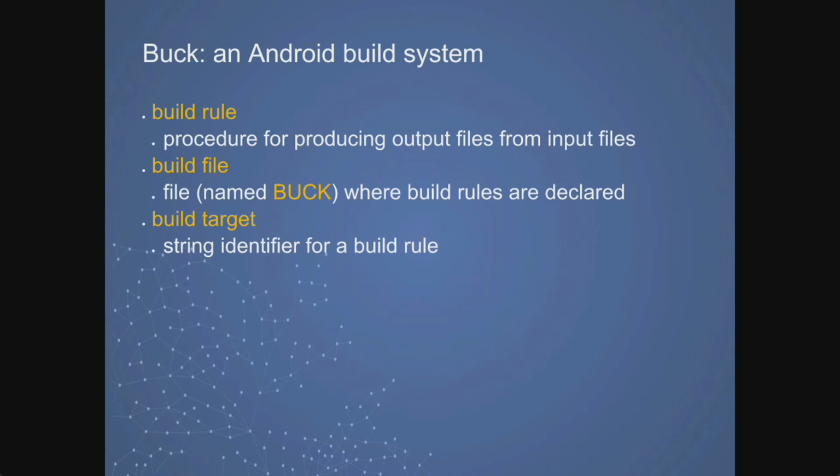A build file contains a series of these rules. And typically it's called Buck in all capitals, which is great unless you're on a case-insensitive file system. So we declare all the rules in that. And if we want to have a dependency between 2 rules, we use a label to get to the build rule, and we call that a build target. Okay? So that's a string identifier for a build rule.